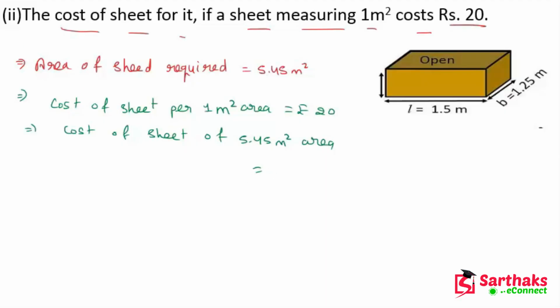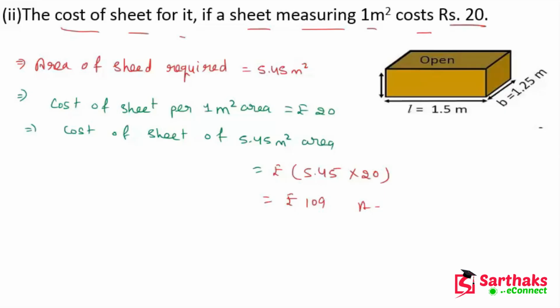So this will be what? This will be rupees 5.45 into 20. So this is equal to rupees 109. So the cost is what? 109 rupees. So this is the answer of this question.